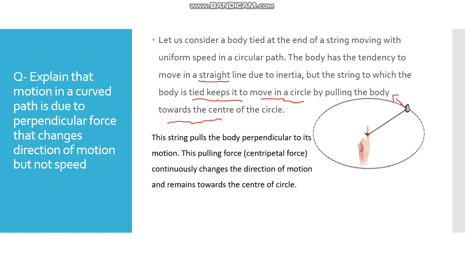So let's move a little further. Now this string pulls the body perpendicular to its motion. This pulling force, which is called the centripetal force, continuously changes the direction of motion and remains towards the center of the circle. As the question says, the perpendicular force, which is directed towards the center, continuously changes the direction of the body but does not change the speed. The change in the direction of the body is because of this perpendicular force, which is directed towards the center and is called the centripetal force, which you can also call the pulling force. So understood, this is the answer for this question.